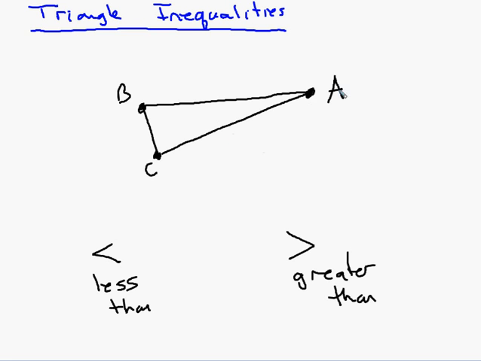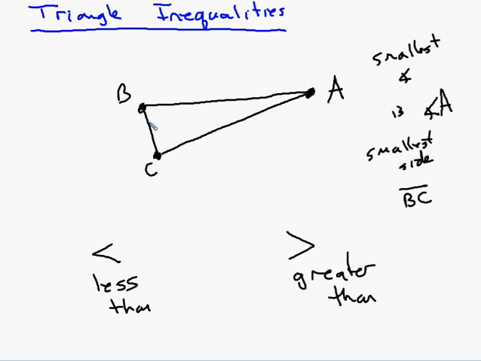Which angle appears to be the smallest? The smallest angle is angle A. And that one's pretty obvious because I drew it to be very obvious. Everyone see that angle A is the smallest angle? Okay, now what's the smallest side? BC. So side BC. Now let's just take note of this. You said this was the smallest angle, and you said this was the smallest side. So the smallest side is opposite of the smallest angle? Yes.